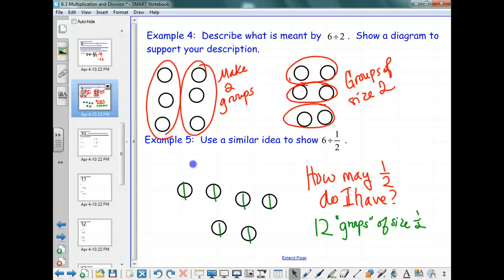So this is what I would do if I were trying to take 6 cookies, turn them into halves of cookies, and figure out how many kids now get a half of a cookie. And I get 12 of them, right?